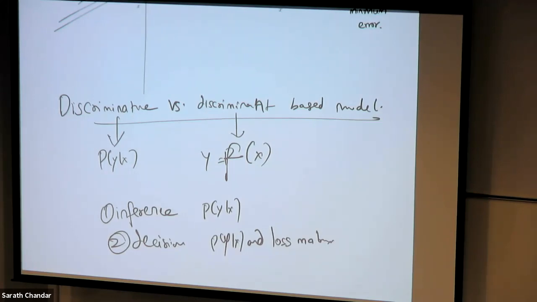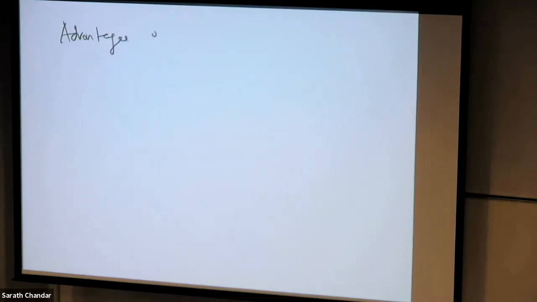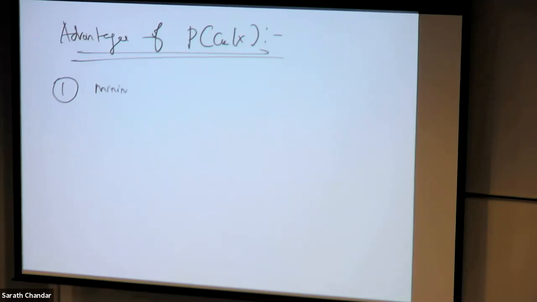Now there are many advantages in having access to P of Ck given X. So let's talk about the advantages of P of Ck given X. The first advantage is minimizing risk. Let's say that the loss matrix is not a simple 0-1 matrix. You might be working in a financial application or a medical application, where the loss matrix changes. It could be a seasonal change or it could be a daily change.